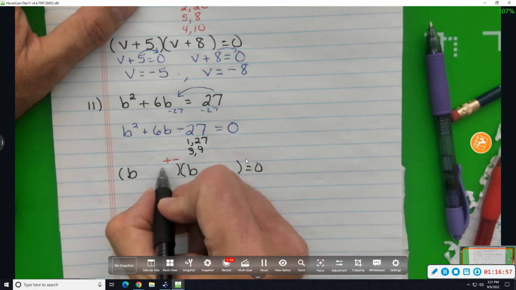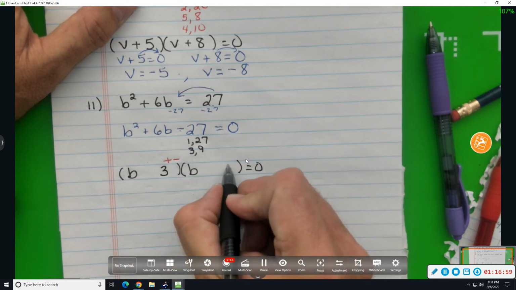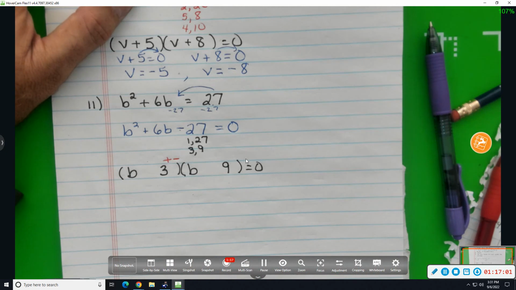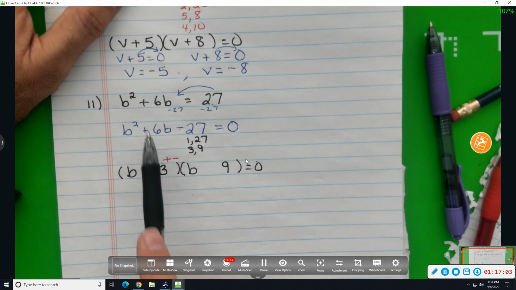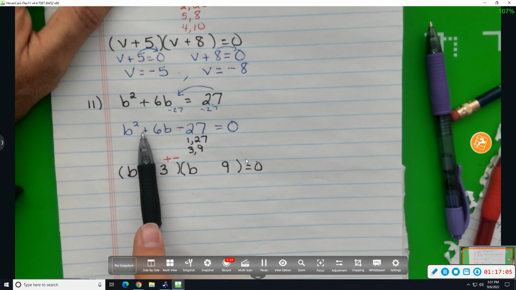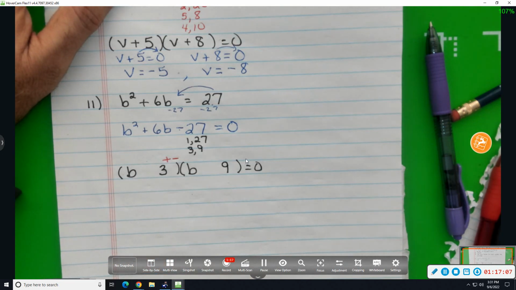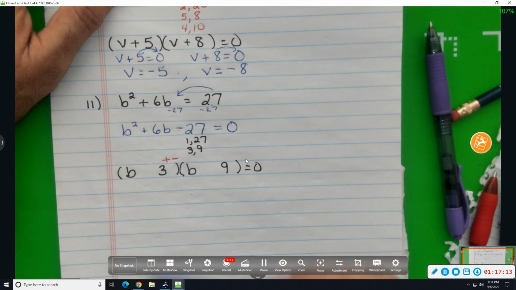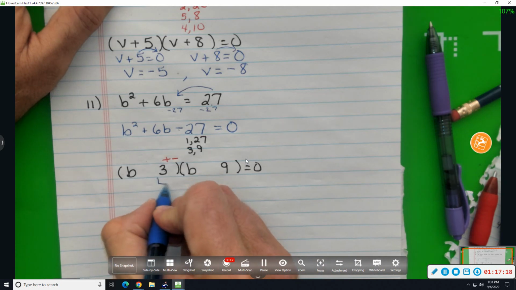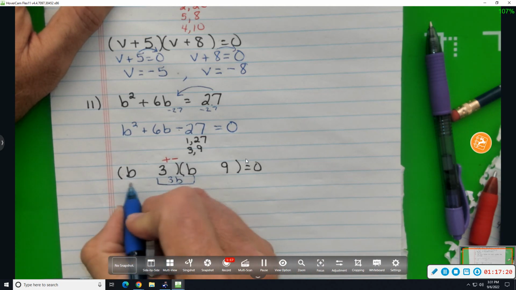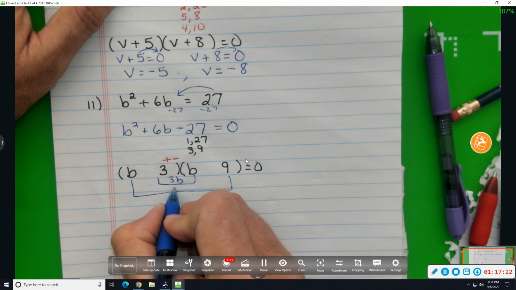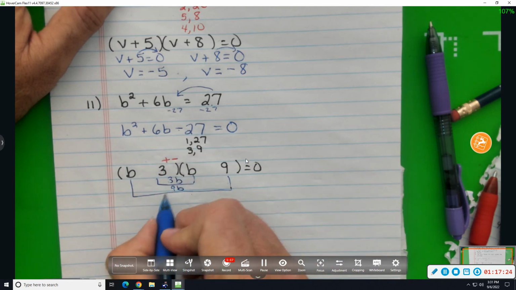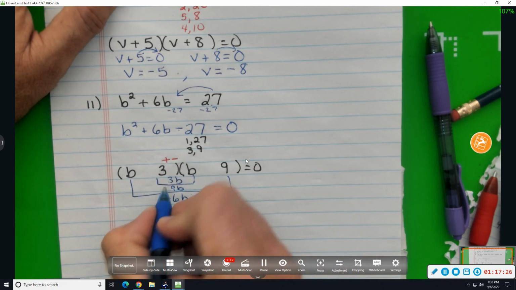Yep. Now, like that student said, I'm making them work it out. How am I going to make it work out to get a positive 6? Where will the plus sign need to be and where will the minus sign be? Positive 9, negative 3. Is that what I heard? That is exactly right. I have a 3b, 9b, to get a positive 6b.